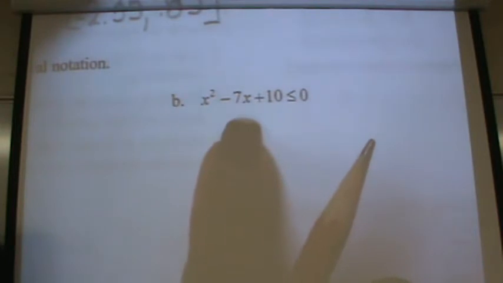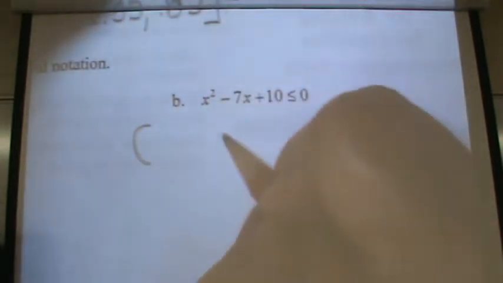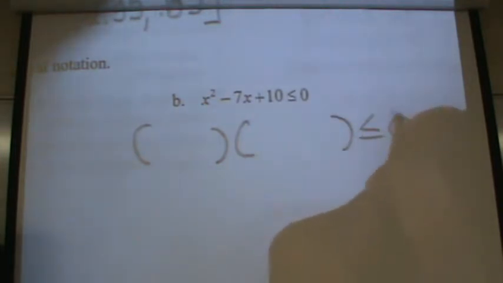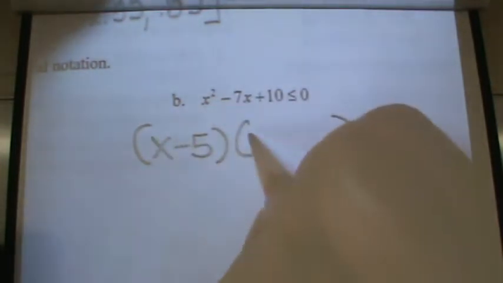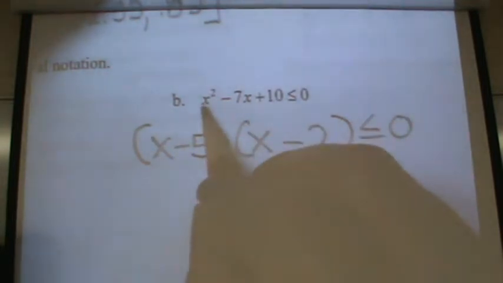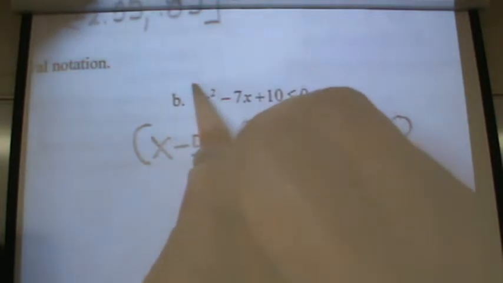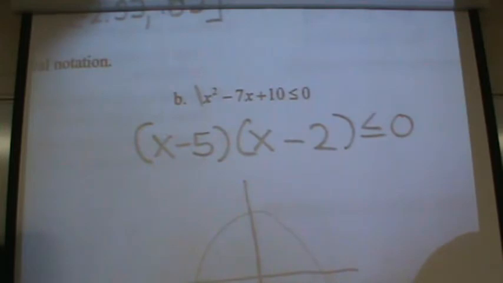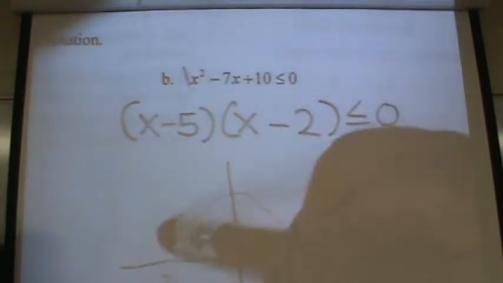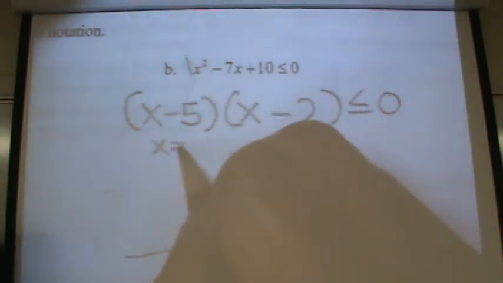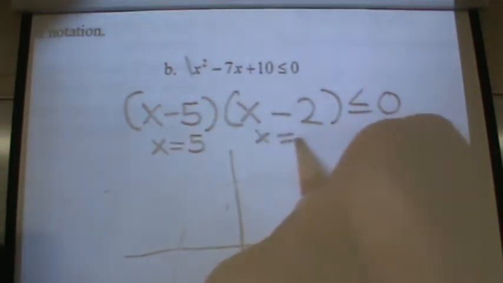Now, see this one right here? This is factorable. If you had to factor x squared minus 7x plus 10, (x minus 5)(x minus 2). What kind of parabola is this? Positive, because the leading value is positive. Okay, what are the roots? 5 and 2.